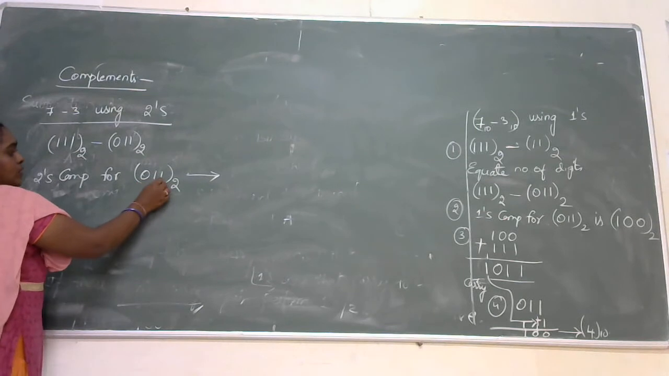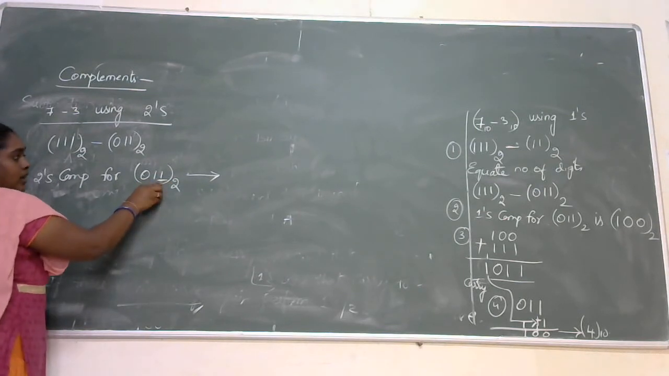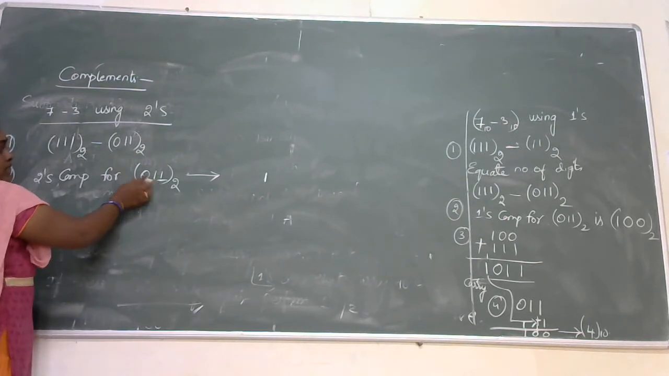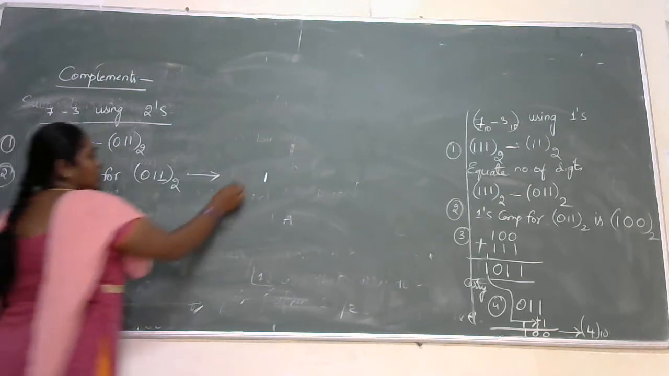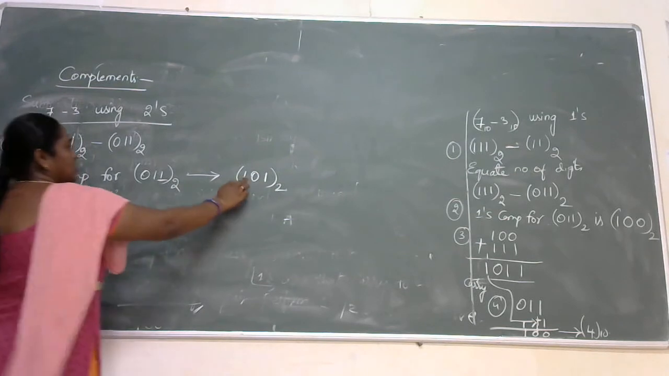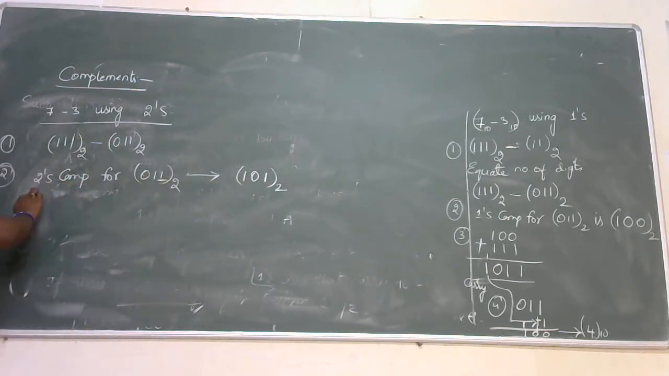In the case of 011, I get the first 1 at the LSB, so I will write the LSB bit as it is, but the remaining two bits I replace 0 with 1 and 1 with 0. So here I will get 101, base 2. So 101 is the 2's complement of 011. And step 3 is we need to add the 2's complement of the negative number to the positive number. So the 2's complement of the negative number is 101 and the positive number is 111.